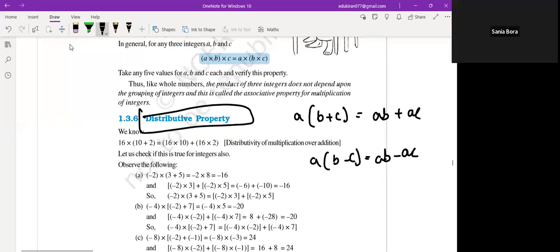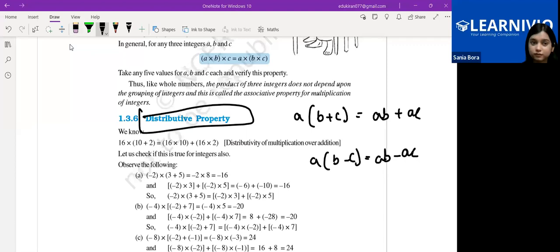Will you ask distributive property in negative numbers? Yeah, they can ask anything. Okay, ma'am. So don't worry, we will solve it. Don't need to worry.